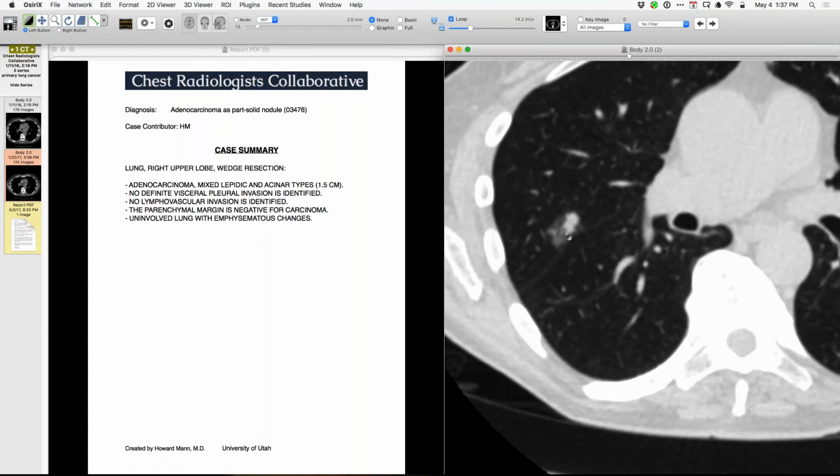Yeah, I would predict if we had the histology here, we would have a nice correlation between the lipidic portion surrounding it here somewhere, and then the invasive, in this case, acinar type portion, solid in here, with stromal invasion, but no lymphovascular invasion.